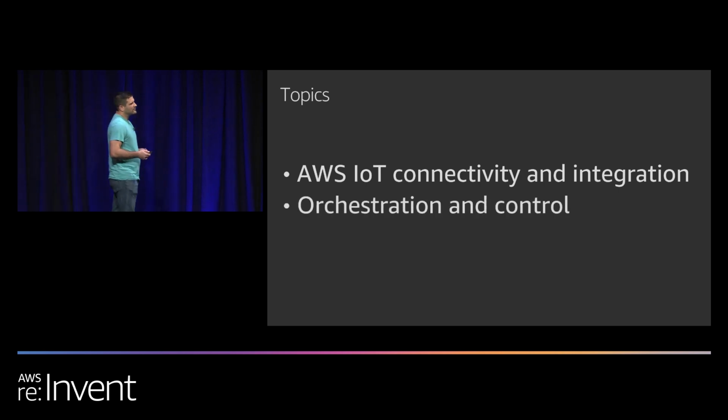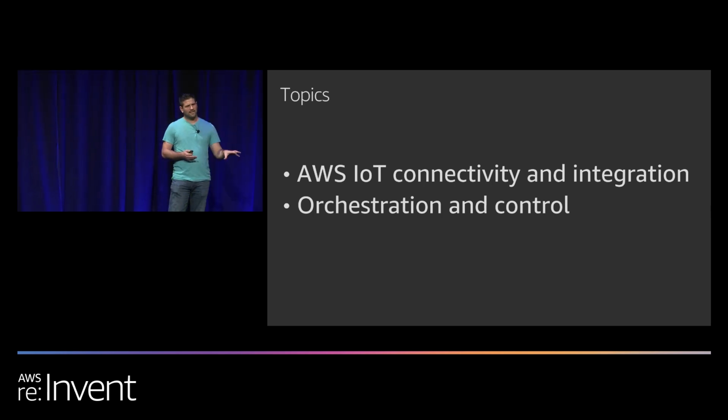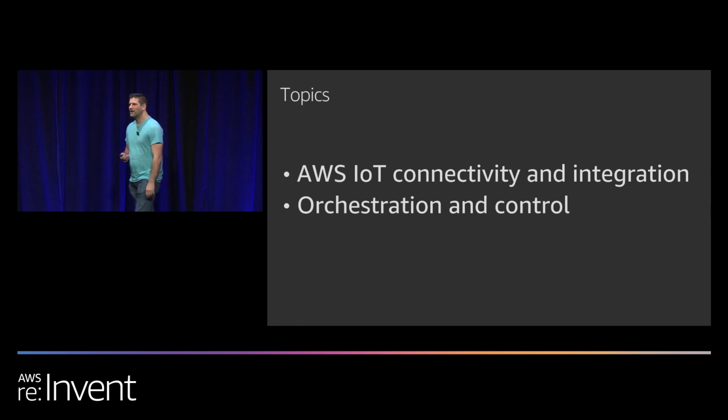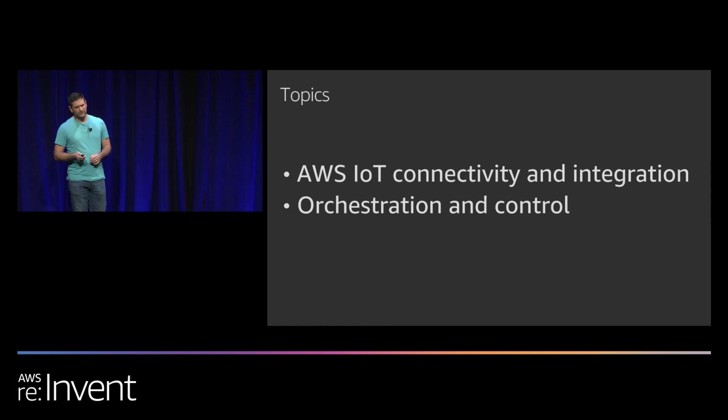The next part is orchestration and control, which is really about the logic. Where does the logic live, the business logic? How much of it lives in the edge, in the device? How much of it lives in the PLC, in the firmware layer? How much of it lives in the cloud? And how do you make those decisions even?